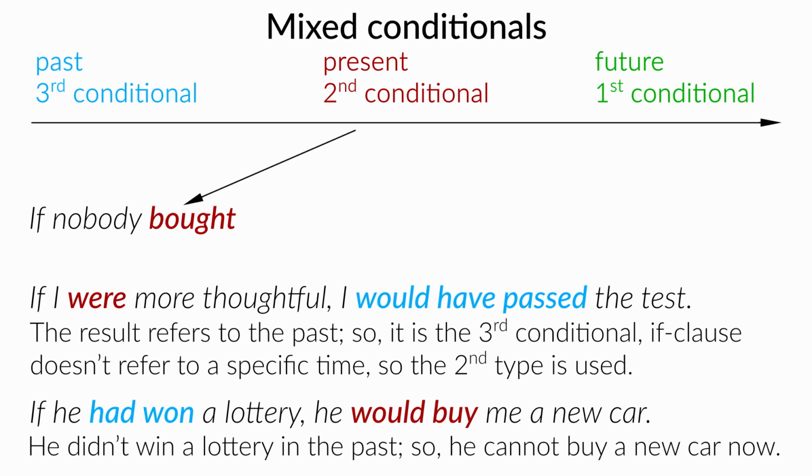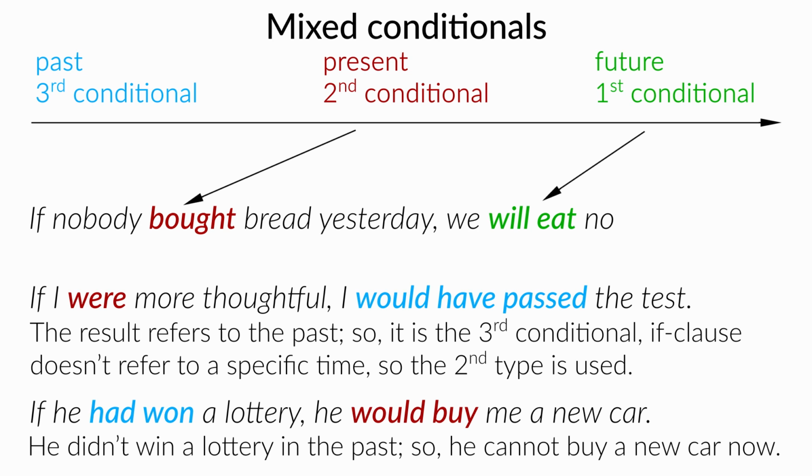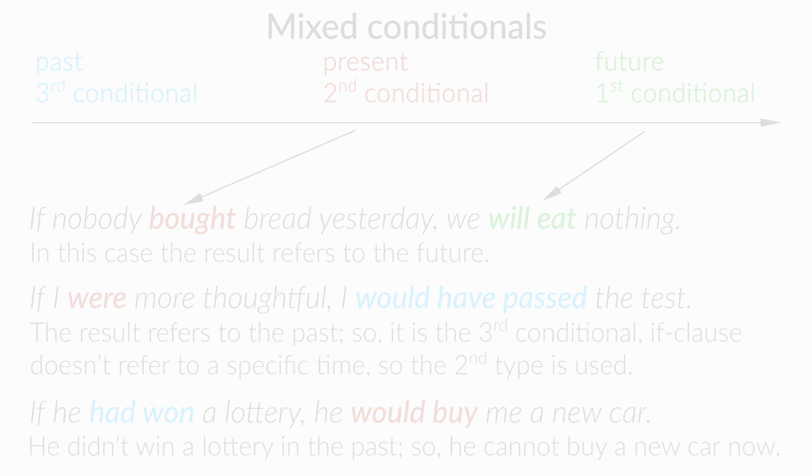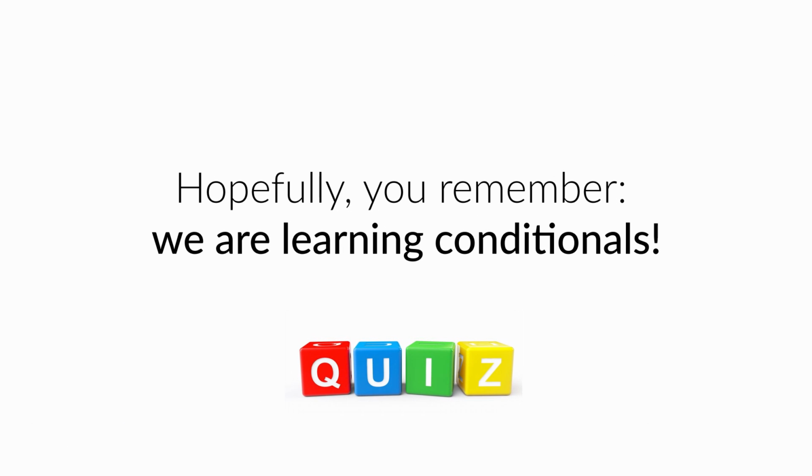If nobody bought bread yesterday, we will eat nothing. In this case, the result refers to the future. So far, this is all you should know about this grammar topic. Hopefully, you remember we are learning conditionals. I am sure now everything is clear. Anyway, you can review this video once more.